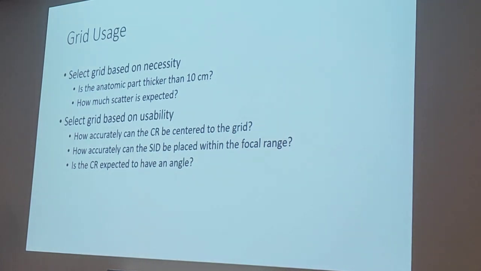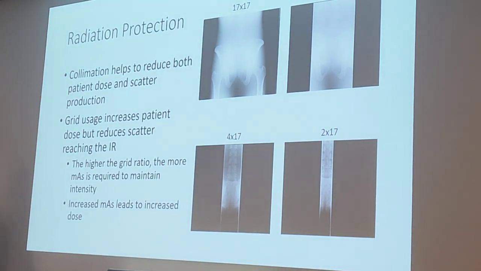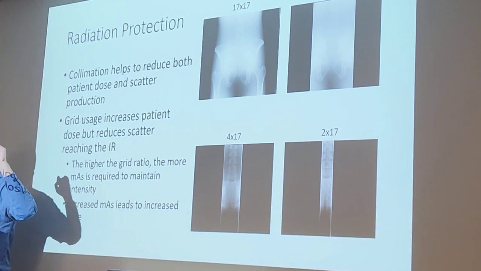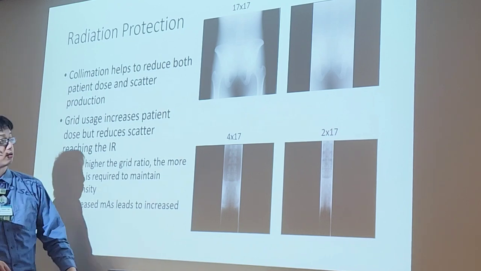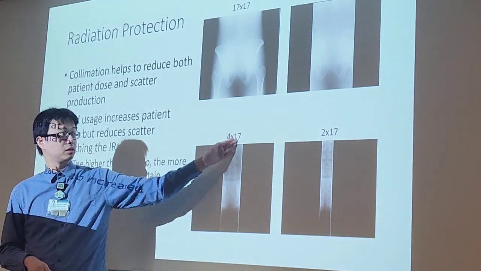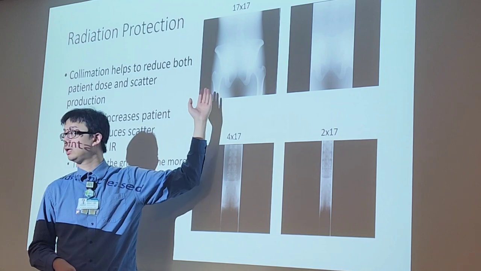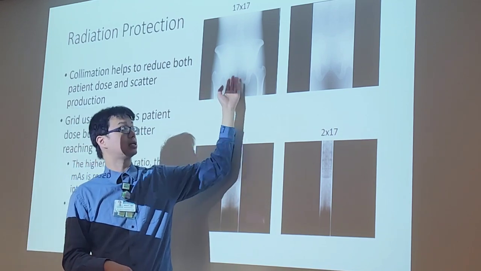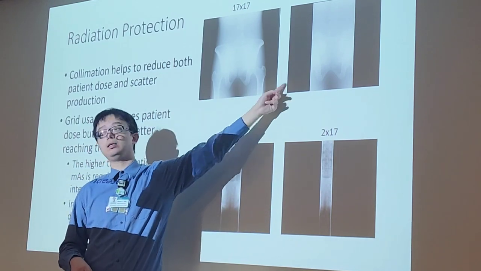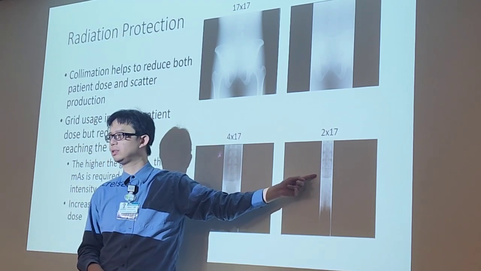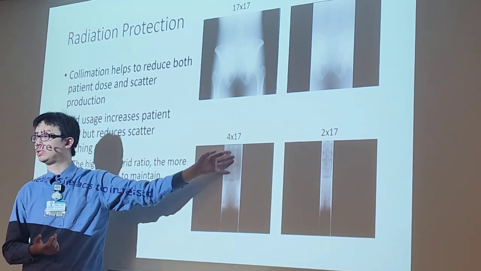All right. So, radiation protection. Collimation helps to reduce patient dose and scatter production. If we only need to see, for example, the L spine here, there's no reason to get the entire pelvis. You collimate in, and so you reduce the patient dose, but at the same time, you notice that your contrast also increases because you have less scatter as you collimate in. So your contrast is increasing. Now, of course, don't collimate so much that you clip your anatomy. Something like this would be reasonable.